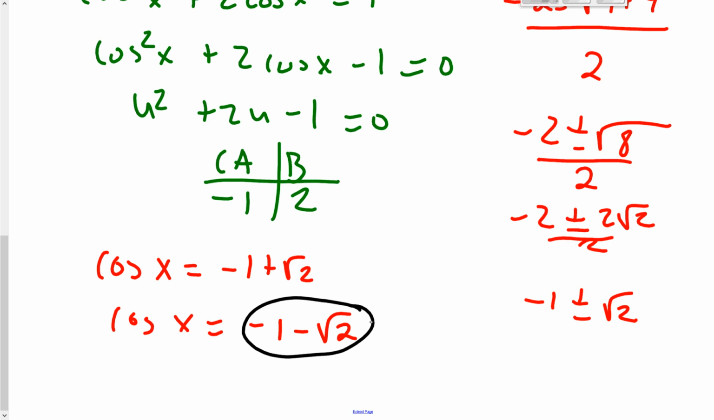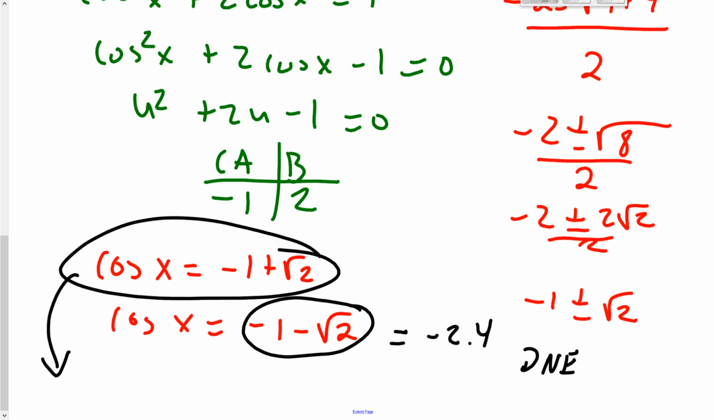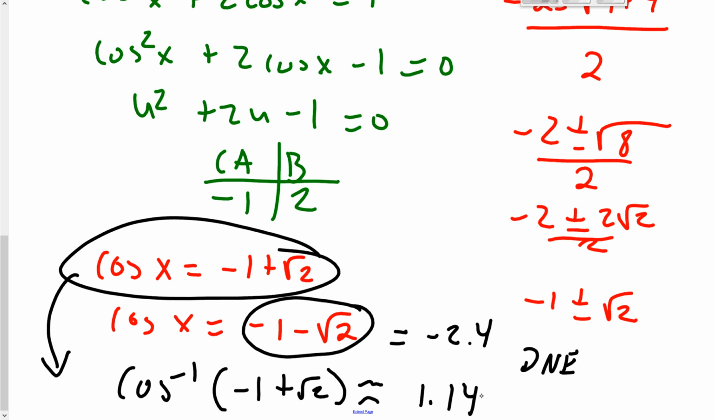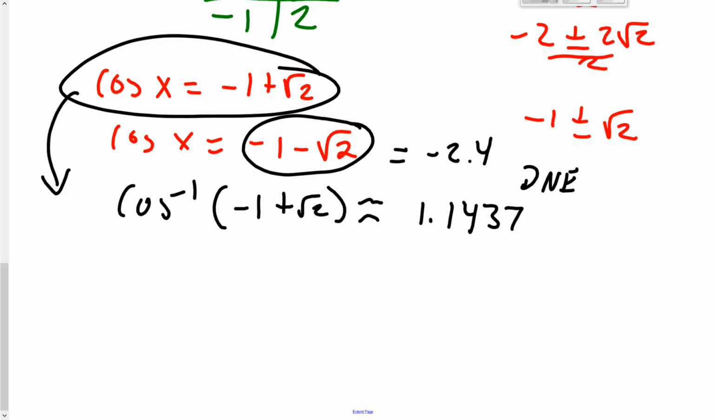That's a negative 2.4, so that's over 1, so that one does not exist, right? But we can use this one, we can bring this one down, and so we do cosine inverse of -1 plus root 2 on our calculator, and we get approximately 1.1437, so there's one of our answers, right?